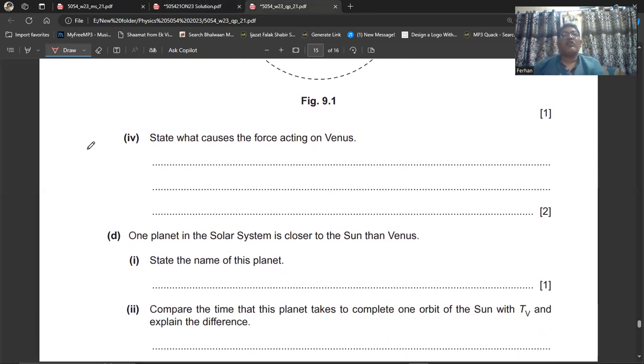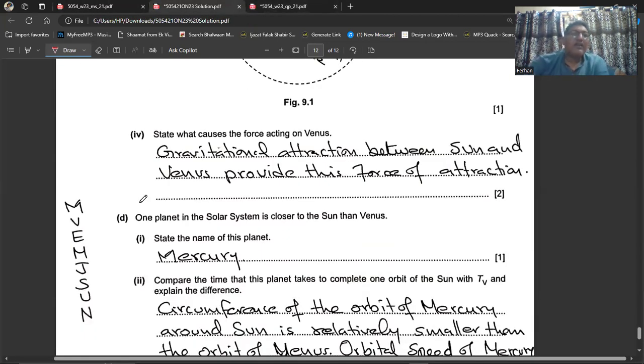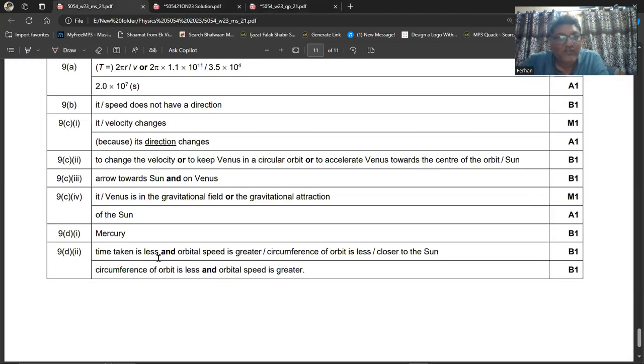Then it says, state what causes the force acting on the Venus. This centripetal force, this force which is towards the center of the sun, towards the sun, is due to the gravitational attraction between the sun and the Venus. Gravitational attraction between the sun and the Venus provides this force of attraction, and the Venus is inside the gravitational field of the sun. You can see this answer.